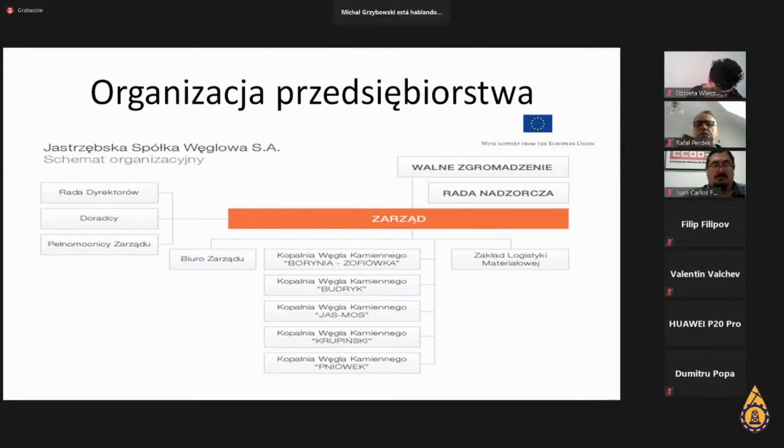The management board reports to the general shareholders meeting and to the supervisory board. The supervisory board is elected by the shareholders meeting, and their role is to supervise the work of the management board. It also composes certain documents which regulate how the management board operates, for example, the rules of the management board operations. The management board also is responsible for the board of directors, for advisors, and for the plenipotentiaries of the management board.